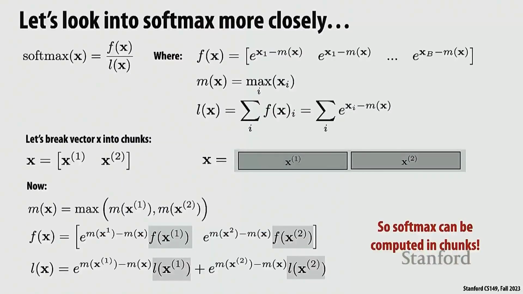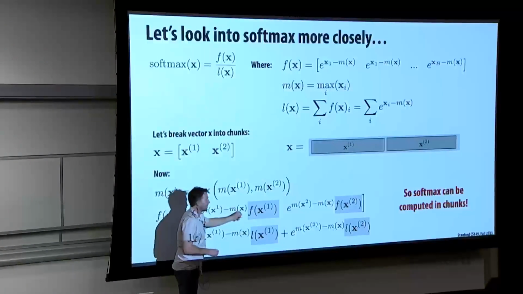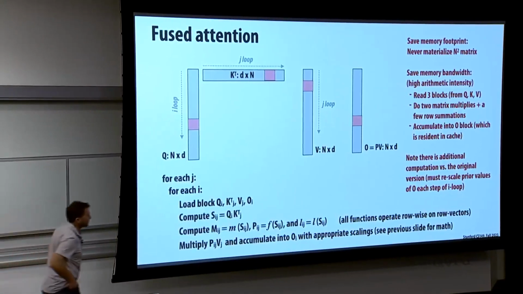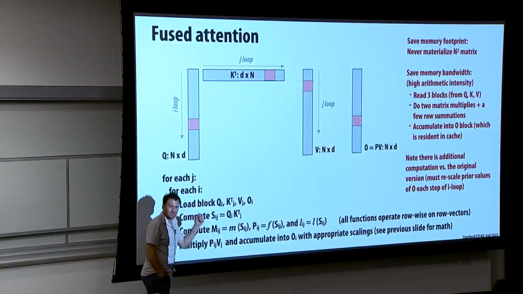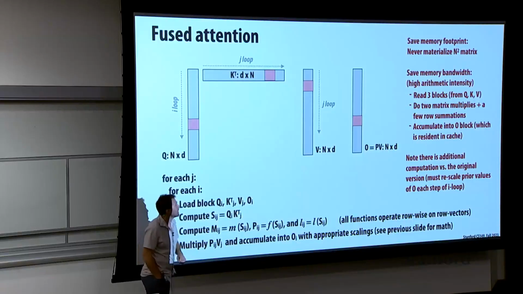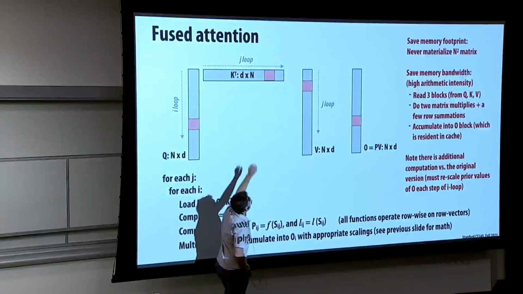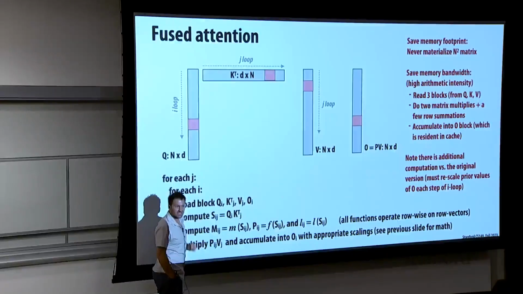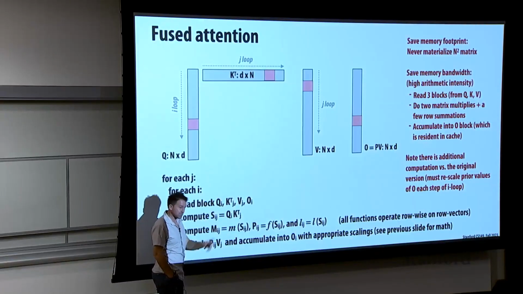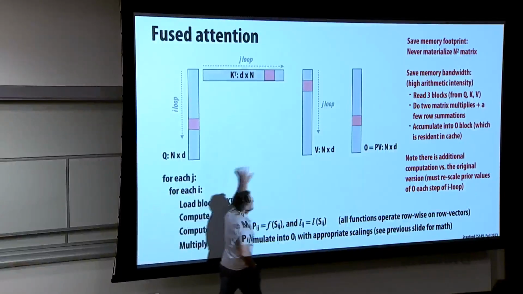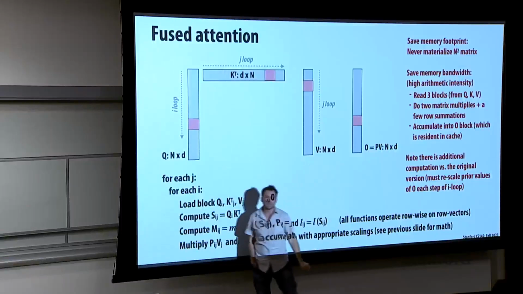The point being is that softmax can be computed in chunks if you just keep a running sum of max. Okay? And as a result of that, I can fuse through this whole thing. So I can compute the matrix multiplication, I can compute the softmax, and I can compute the final matrix product by loading a block of Q, loading a block of K, loading a block of V, computing the submatrix multiplication, computing the softmax on a chunk of the whole row, which is a row of the submatrix, then doing the matrix multiply, and then accumulating into O.